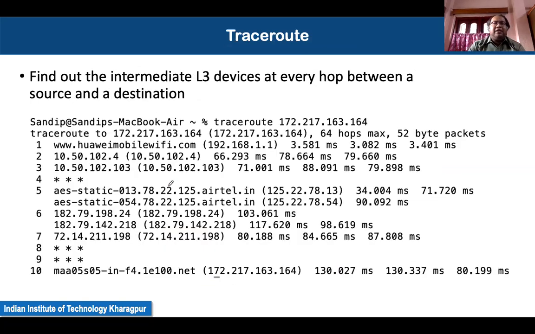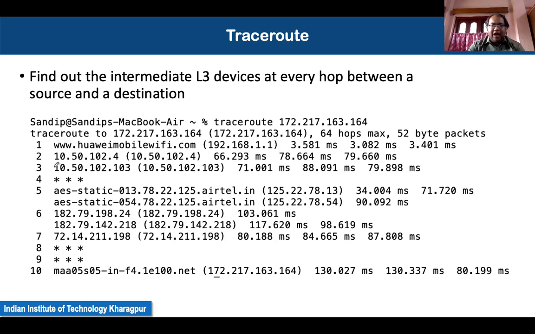The second popular internet application that takes help of ICMP is called traceroute. I think many of you have also used traceroute. Traceroute is used to find out the intermediate L3 devices at every hop between a source and a destination. For example, if I do a traceroute to this IP, 172.17.160.164, I can get the different devices at every hop with certain statistics about time: the maximum time it might take to reach that hop, the minimum time, and the average time. We get these details.